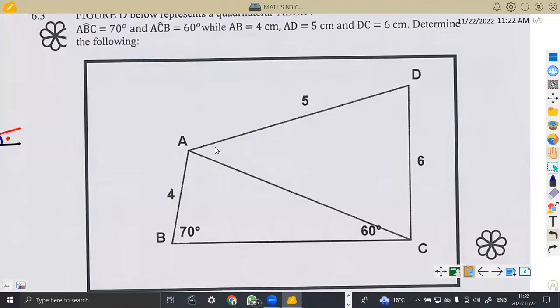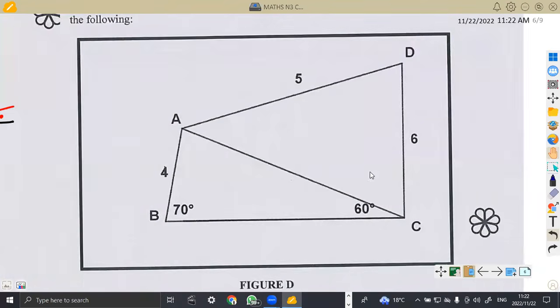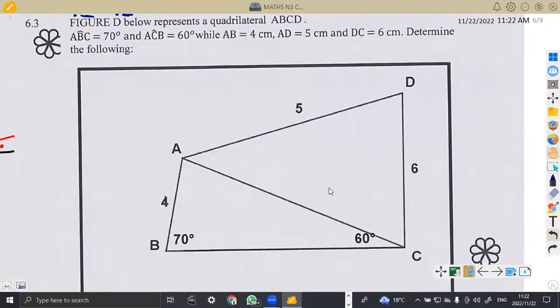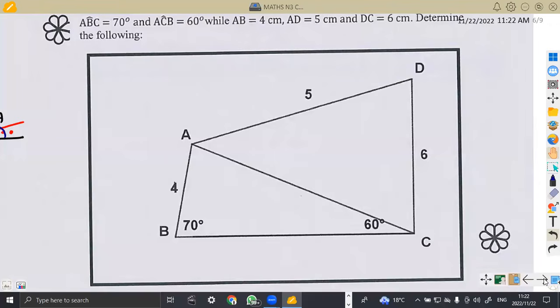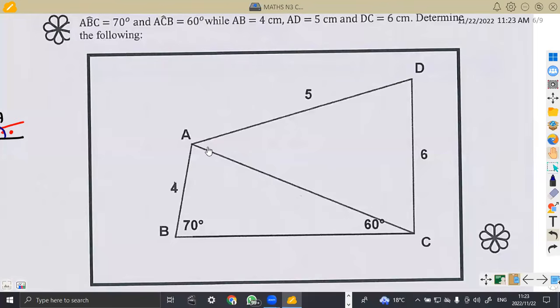On 6.3, we're given a diagram with the values of AB, AD, DC, all the values. Determine the following from this figure that we have. What are we determining? Let's see the question. The first part of the question was determine the length of AC. So we want the length of AC, that's A to C.